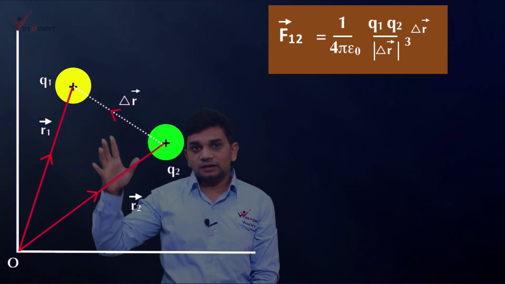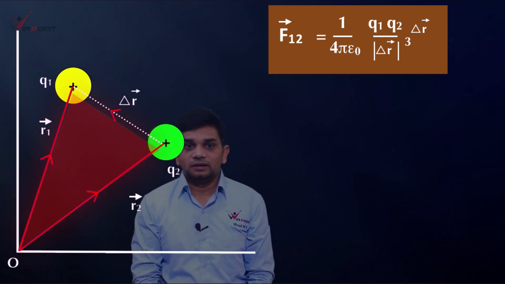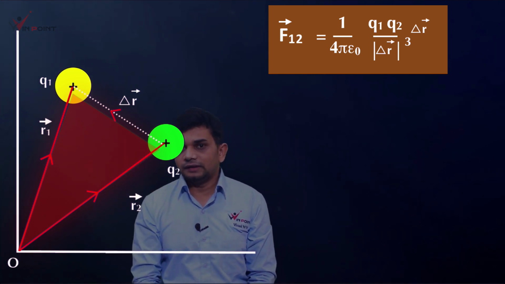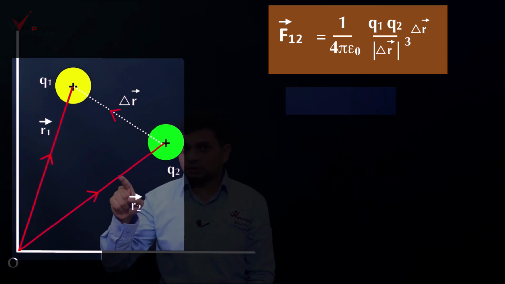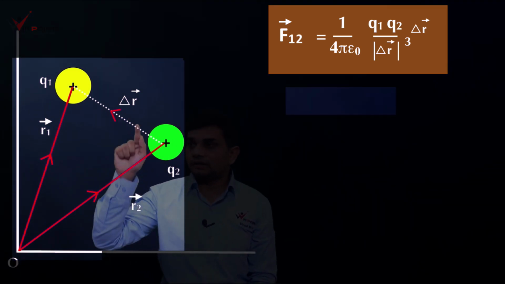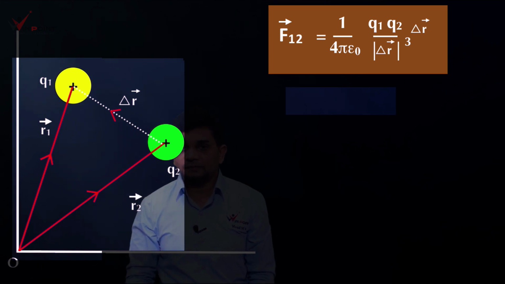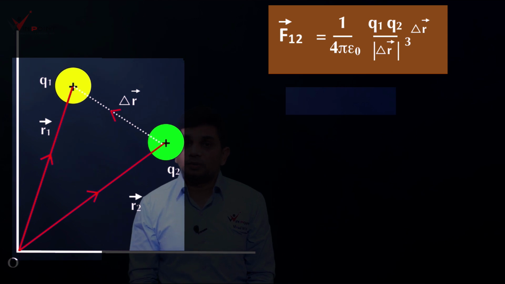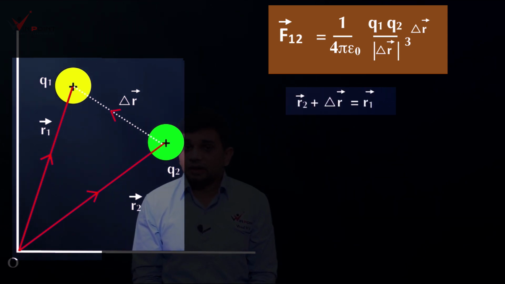Here, can you see a triangle? The sides R1, R2 and delta R. In this triangle, we are going to apply the triangular law of vector addition. R2 and delta R both are in the same direction. R1 is in the opposite direction. So according to the triangular law of vector addition, we can write vector R2 plus vector delta R equal to vector R1.